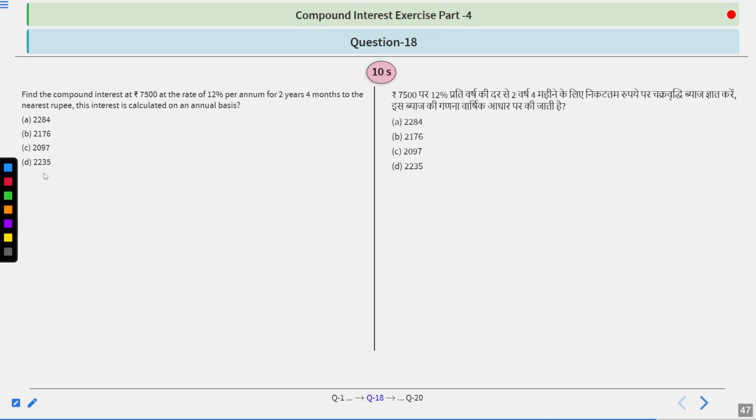Next, find the compound interest rate at rupees 7,500 at the rate of 12% per annum for 2 years, 4 months to the nearest rupee. This interest is calculated on annual basis. And the options are option A 2,284, option B is rupees 2,176, option C is 2,097, and option D is 2,235. These are the options.